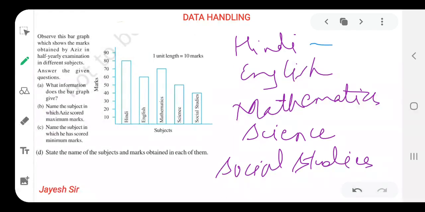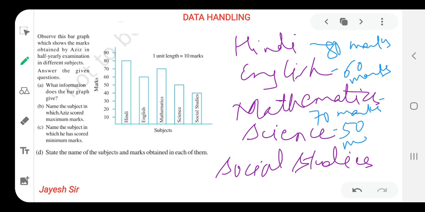In Hindi he obtained 80 marks, so I am writing 80 marks. In English he obtained 60 marks, so 60 marks I am writing over here. In mathematics he obtained 70 marks, so I am writing 70 marks over here. In science he obtained 50 marks, so I am writing 50 marks over here. And in SS he obtained 40 marks, so I am writing over here. I hope you all might be clear with that. This was the answer for our last sum based on the last question for the day.